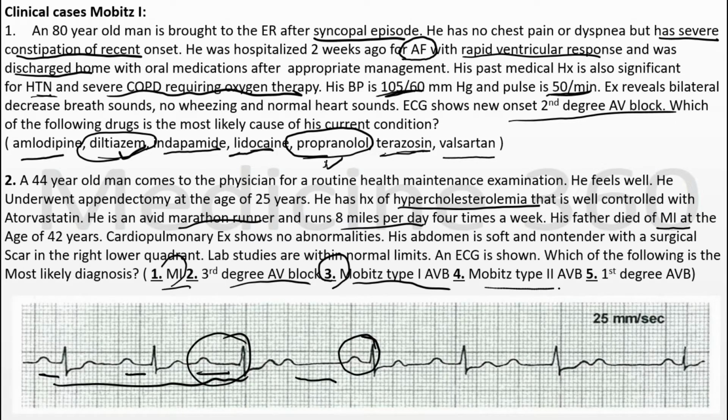Then there is Mobitz type 2. In Mobitz type 2 all the PR intervals are equal, and then there is a dropped beat, and there is no post-block shortening of the PR interval. Then there is first degree heart block, in which there are no dropped beats. In first degree heart block there is only a prolonged and equal PR interval in all the QRS complexes.